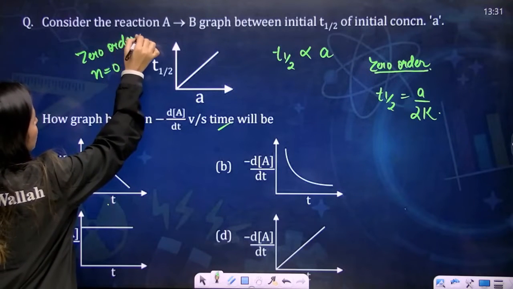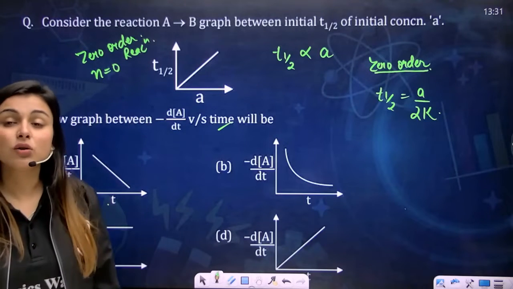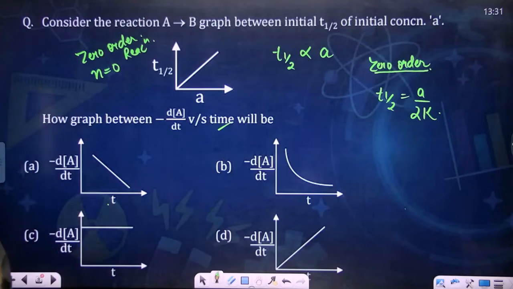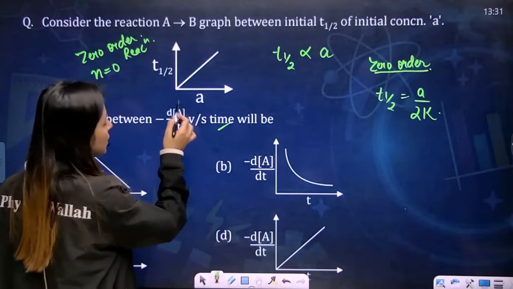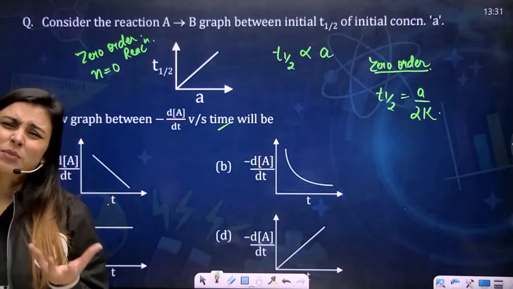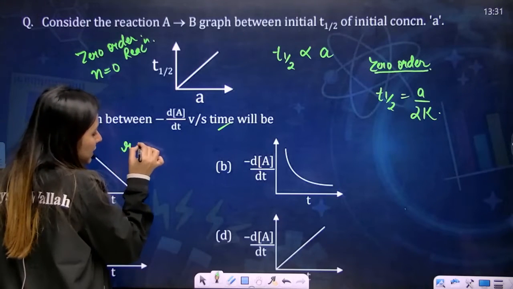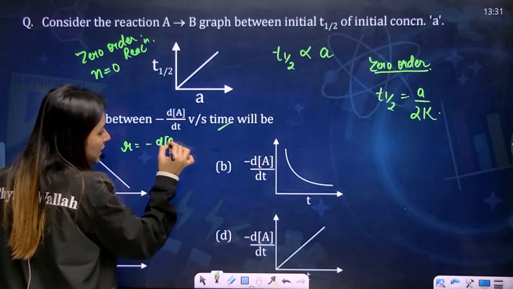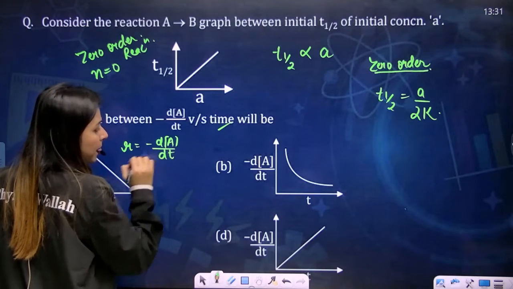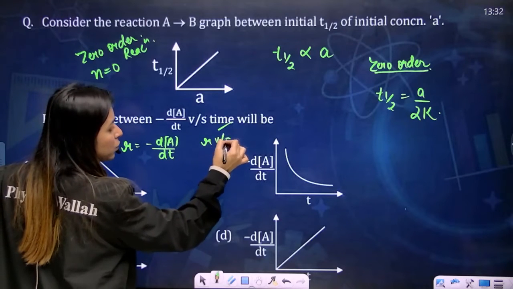This is something you needed to find out. Now, since the order of the reaction is 0, you have to find the graph between minus dA by dt versus time. Now, what is minus dA by dt? I hope all of you remember that the instantaneous rate is given by minus dA by dt. This means that you have to plot a graph between rate versus time.